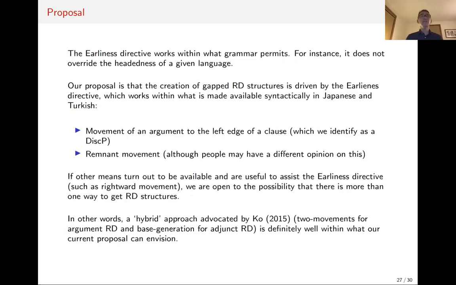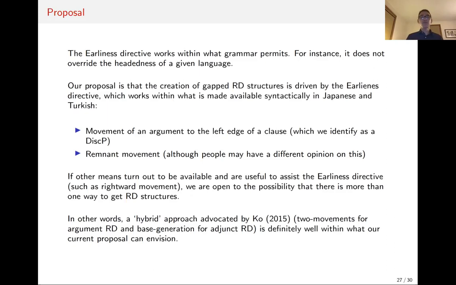If it could change the grammar, of course, what would it do? Well, it would change the headedness parameter of the language. Because once you change from head final to head initial, you have a grammar that allows you to pronounce the verb earlier. You don't do that. You don't change grammar. Our proposal is that the creation of the gapped right dislocation structure is driven by the earliness directive, but it works within what is made available syntactically in Japanese and Turkish. So it kind of uses it: I'd like to pronounce the verb early. What kind of strategy is available?